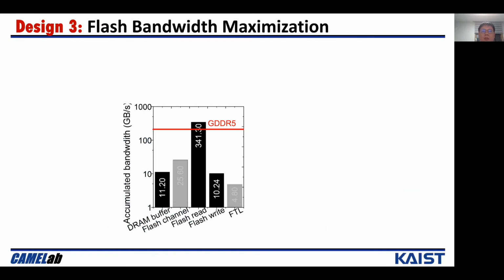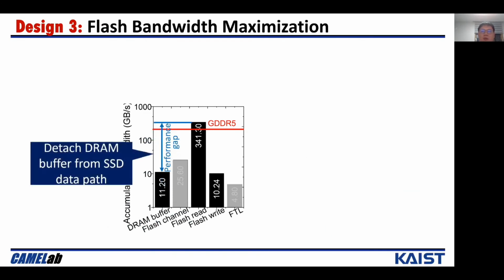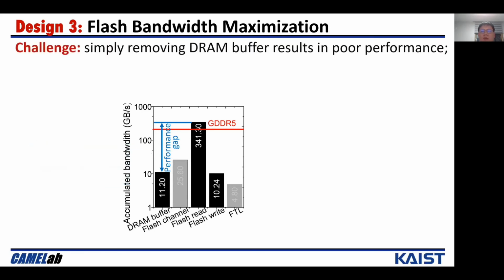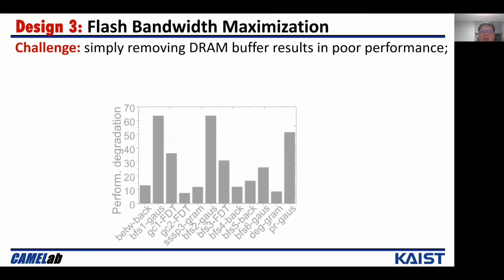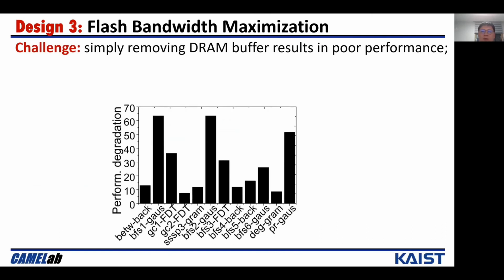We detach the DRAM buffer from the ZSSD due to its low bandwidth. However, simply removing the DRAM buffer can result in poor performance. We configure 2 sets of ZSSD, one employing a DRAM buffer and another removing the DRAM buffer. We compare their performance. As you can see from the figure, removing the DRAM buffer can degrade the performance by up to 63 times.